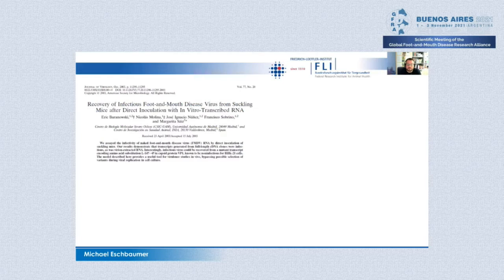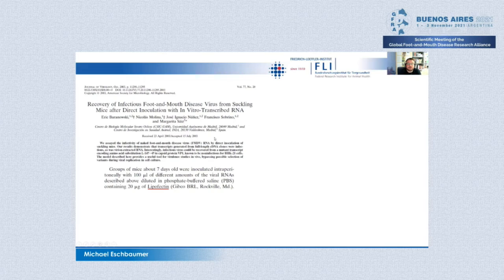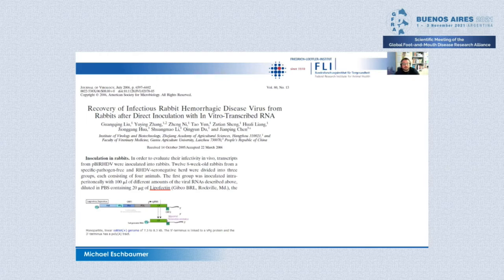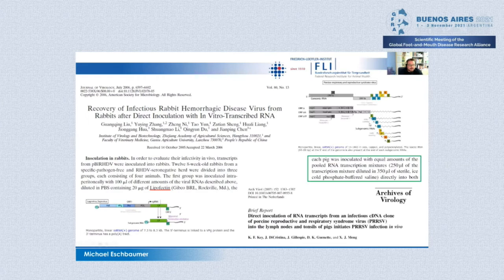In the recent literature, there are a number of studies where FMDV RNA has been injected into animals, but in all cases that I could find, transfection reagents such as lipofectin were used to make sure that the injected RNA actually got into cells. So that was not useful to answer our question. There's a study on rabbit hemorrhagic disease virus as well, another positive strand RNA virus, but they also used transfection reagent. The only study that didn't was for PRRS virus in pigs, and that one was successful too. So we decided to do our own study.